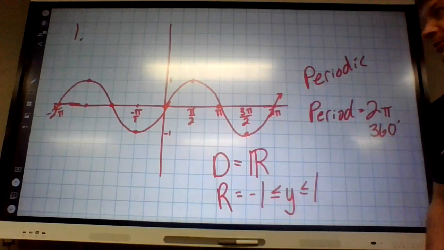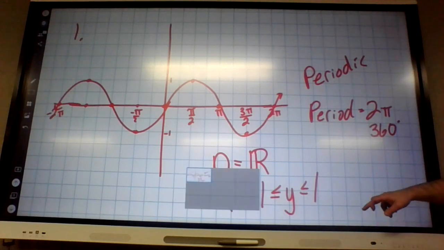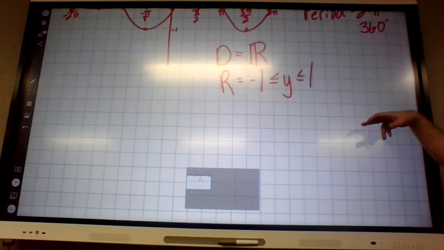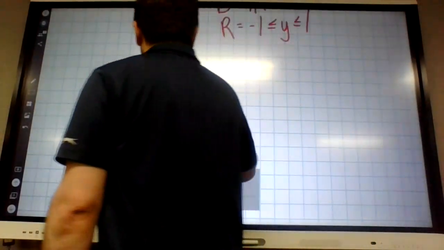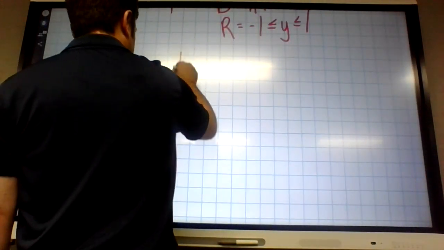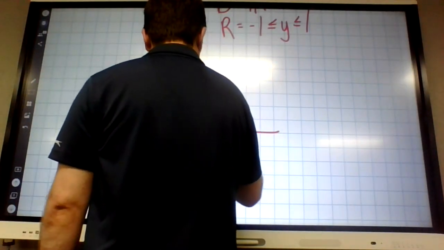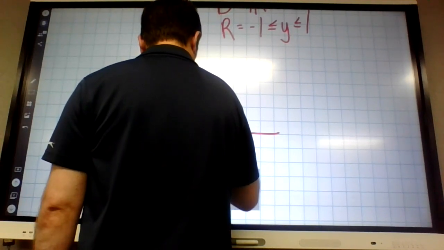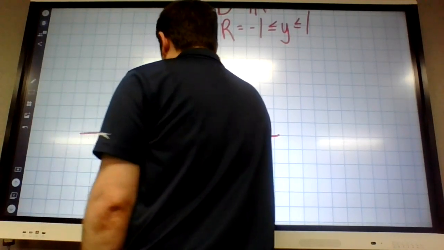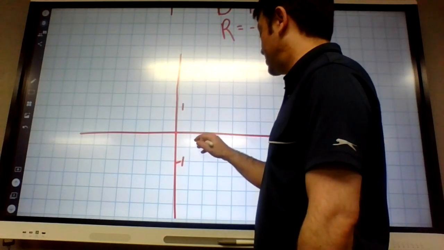Okay, that's all for number 1. Are we good on that one? Okay, I'm going to help you with number 2 because it's the cosine. I'll make sure we see that once. It's almost identical, just a little bit different. I'm going to pretty much do my graph the same way.